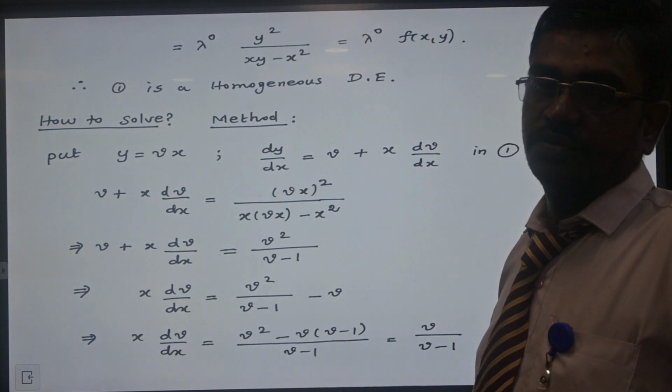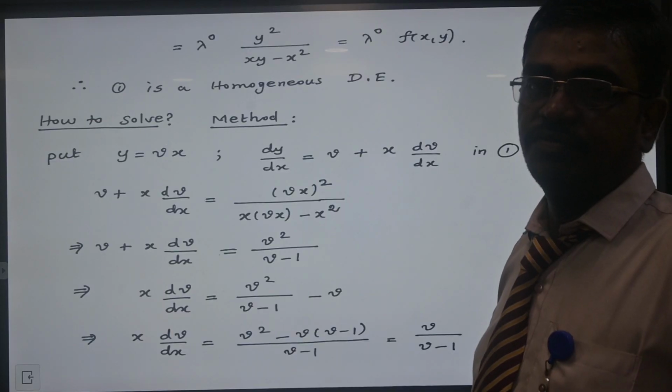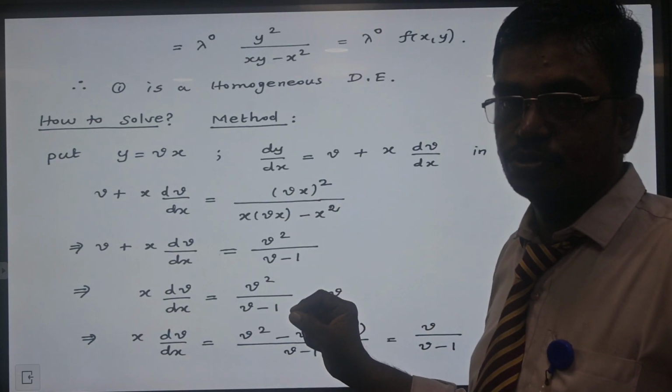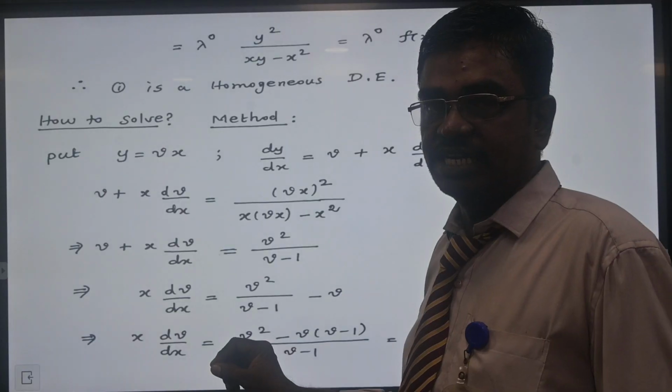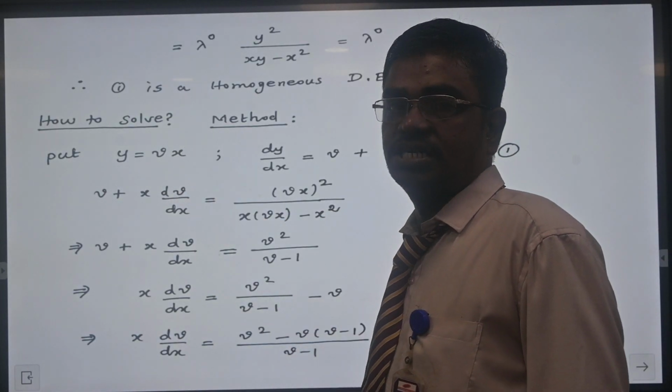How do we solve that homogeneous differential equation? We use a substitution. What is the substitution? Dependent variable equal to v times the independent variable. That is, y equal to vx.